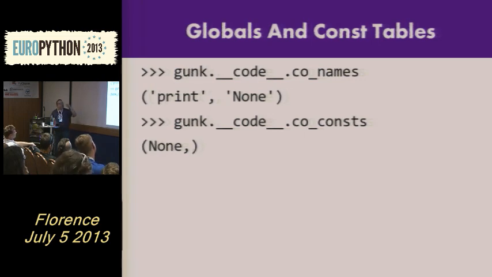co_consts, this is another tuple, and this has the constant values that are accessed by LOAD_CONST. Again, gunk only had one, which was None, and so it's empty. Someone told me that every function always has a reference to None, even if you never refer to None inside of the function. It just always adds one.